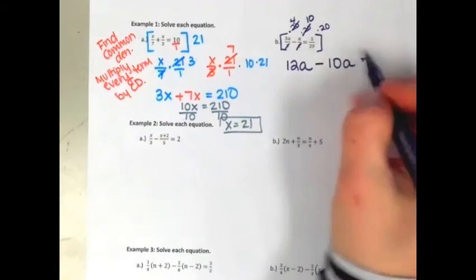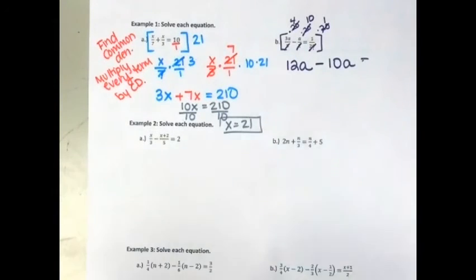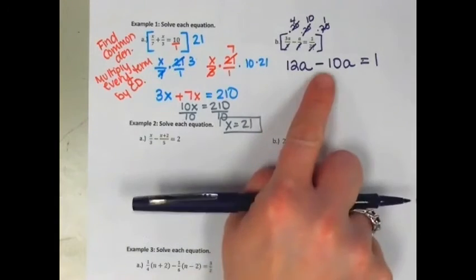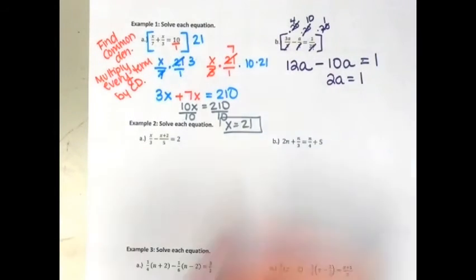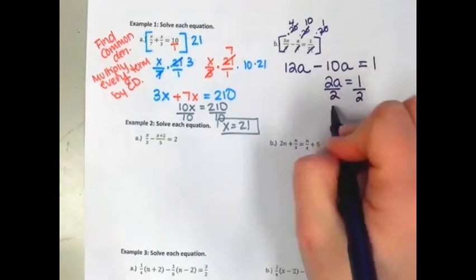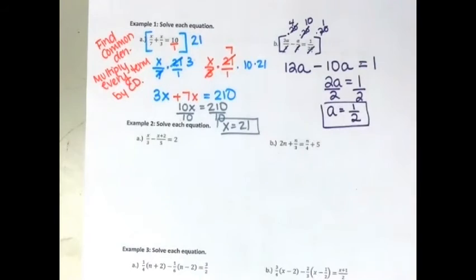And then what is 20 divided by 20? 1. And what's 1 times 1? Now, do we have any fractions? No. So let's go ahead and solve. What's 12a minus 10a? 2a equals 1. And then how do I get rid of that 2? Divide by 2. So a equals what? 1 over 2. What do you guys think of that? Not too bad? All right.